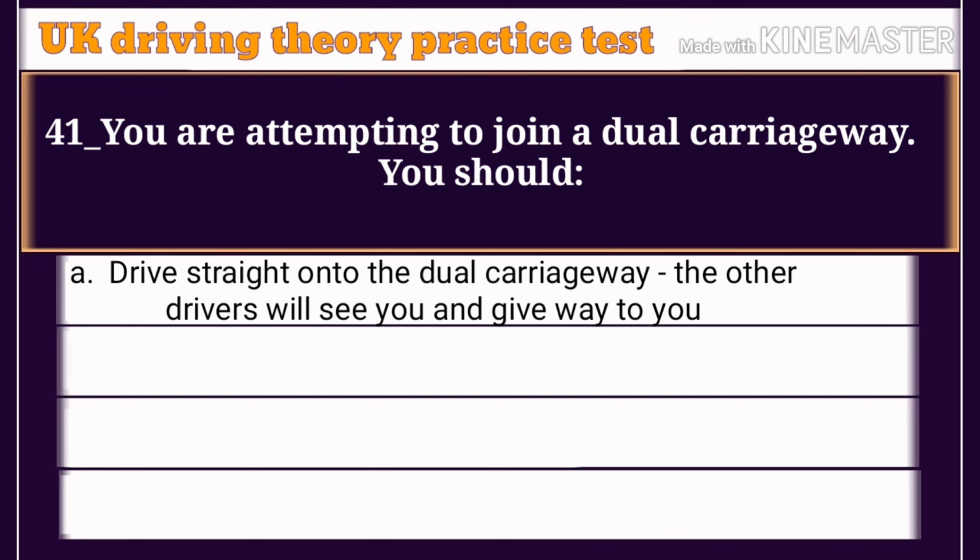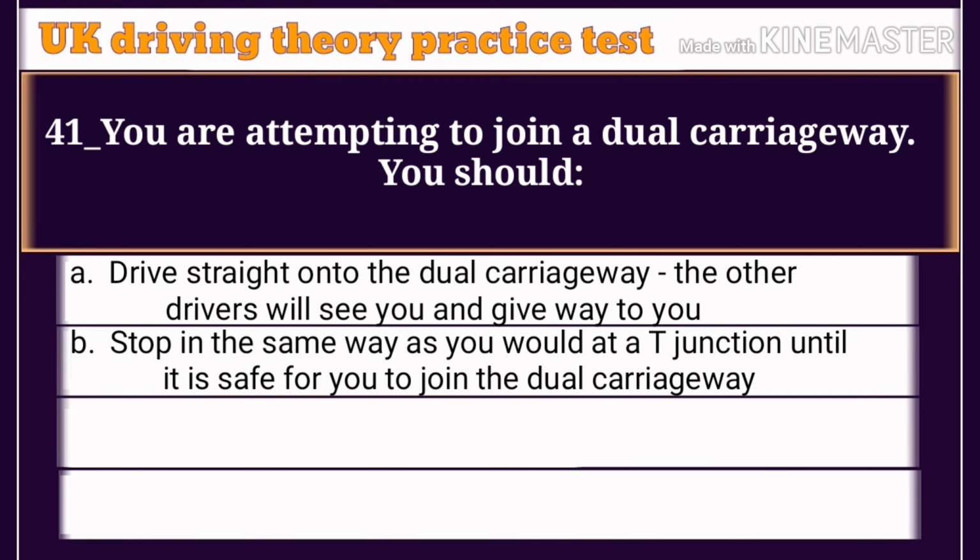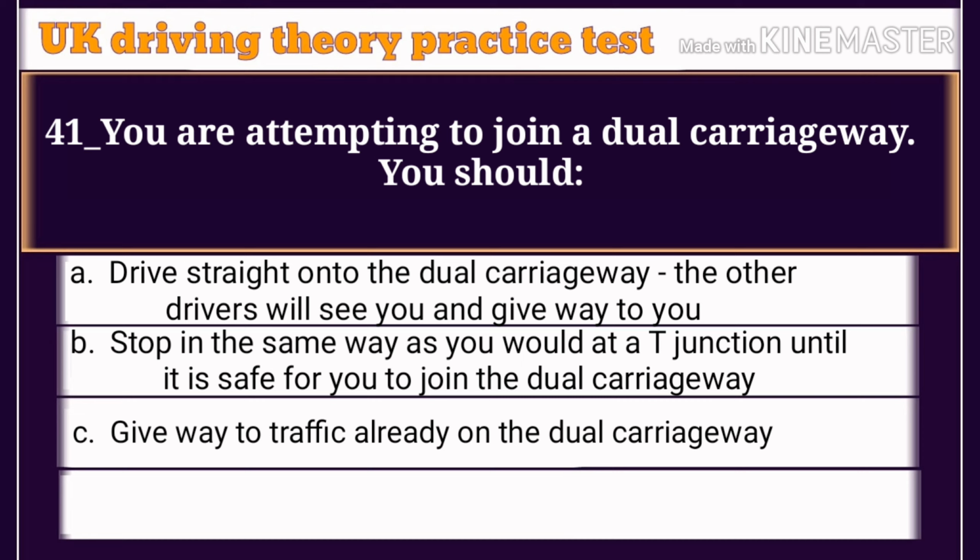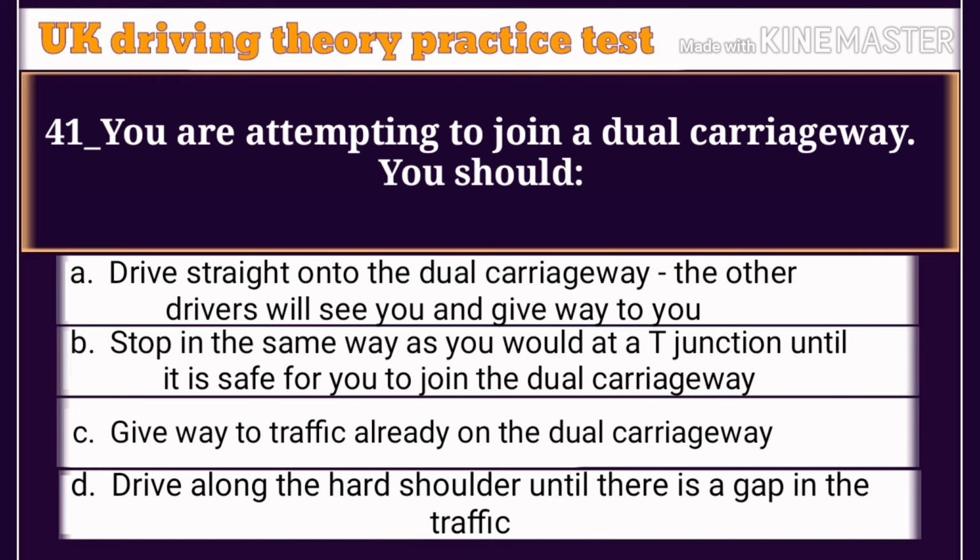Question 41. You are attempting to join a dual carriageway. You should A. Drive straight onto the dual carriageway. The other drivers will see you and give way to you. B. Stop in the same way as you would at a junction until it is safe for you to join the dual carriageway. C. Give way to traffic already on the dual carriageway. D. Drive along the hard shoulder until there is a gap in the traffic. The correct answer is C. Give way to traffic already on the dual carriageway.